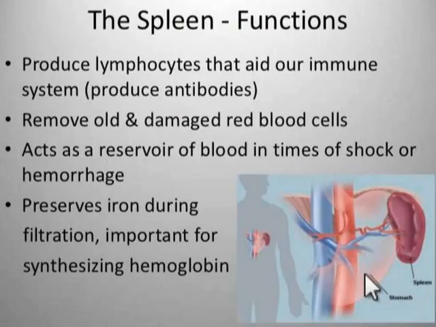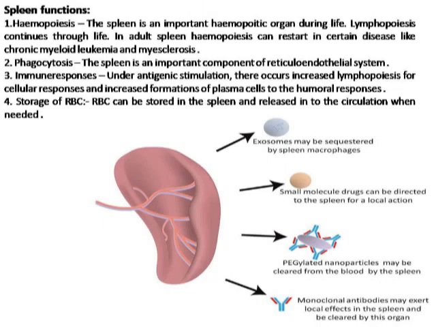And then coming to the functions of the spleen. Basically, the spleen produces lymphocytes that aid our immune system, which produce antibodies, removes old and damaged red blood cells, and acts as a reservoir of blood in times of shock or hemorrhage, and preserves iron during filtration, which is important for synthesizing hemoglobin.